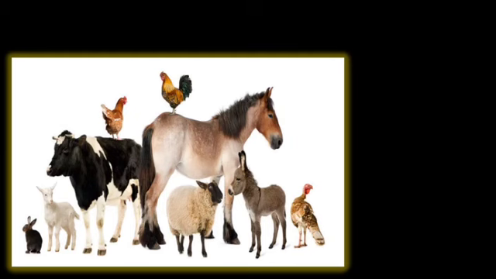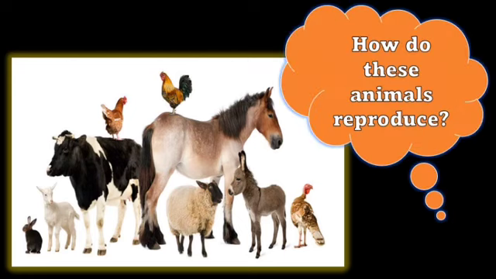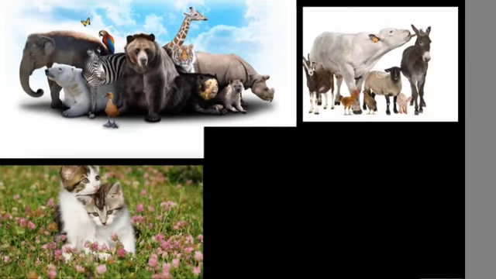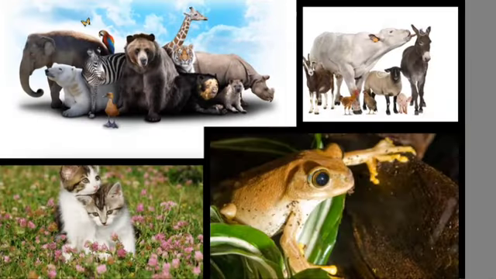This time, observe the pictures of animals. How do these animals reproduce? What part of the reproductive system works for the continued existence of their own kind? There are more than 100 kinds of animals that vary in many ways. So in this lesson, we will study how some of these animals reproduce.